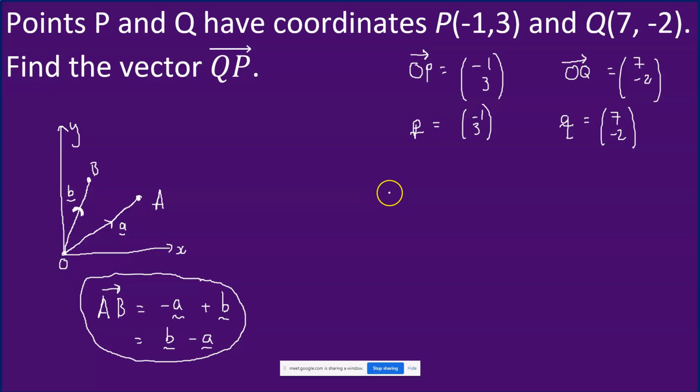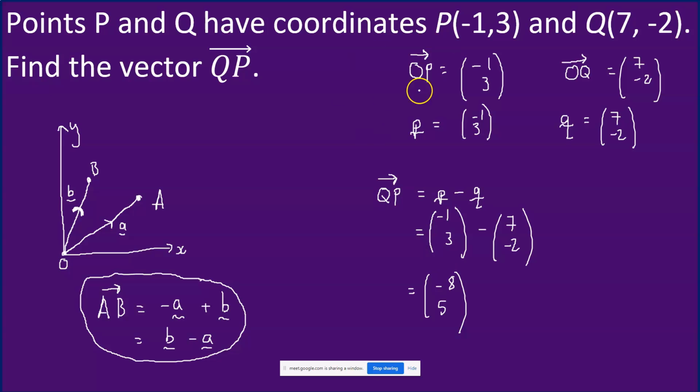Okay, and what I'd like to work out then is Q to P. So if I look down here, AB is B minus A. A is the first letter, Q is the first letter, so just match them up, it's going to be P minus Q. So all I'm going to do now is grab P, minus 1, 3, and take away 7, minus 2. I haven't got an XY grid, but I will try and draw it in a second so you can see. So minus 8 and 5.